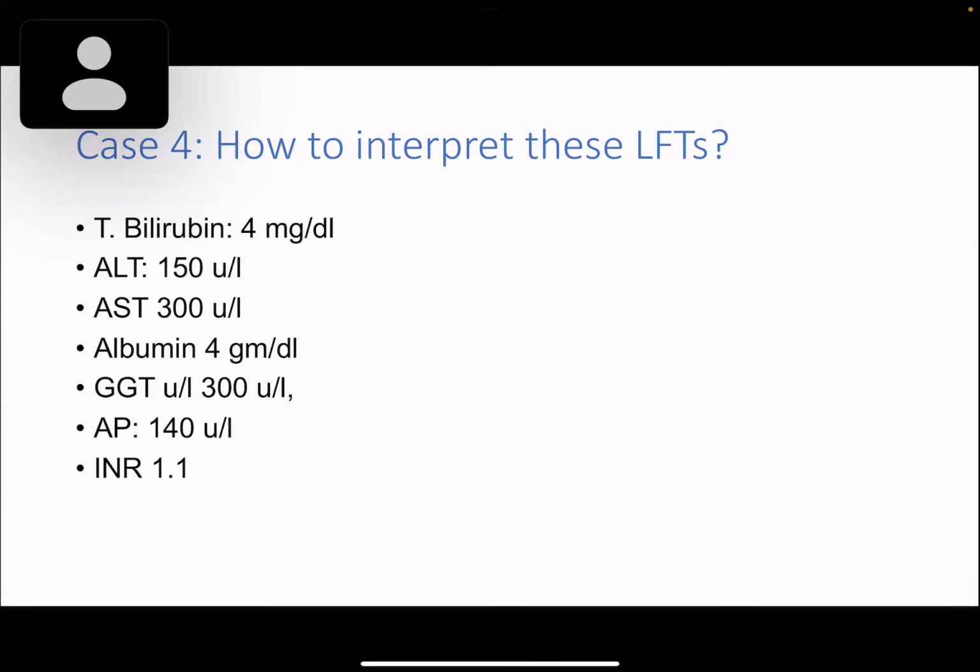If you are allowed to ask this patient one question regarding his history, which question? Yes, very good. You should ask him about alcohol consumption or alcohol use. So this is typical liver function. These findings are typical for alcoholic hepatitis: high total bilirubin, high AST-ALT ratio, typically 2, and high GGT. So these findings are consistent with alcoholic hepatitis.